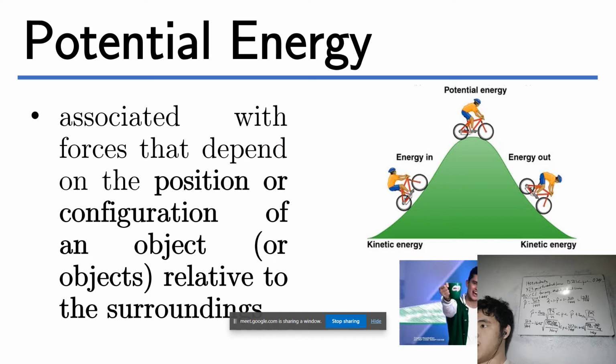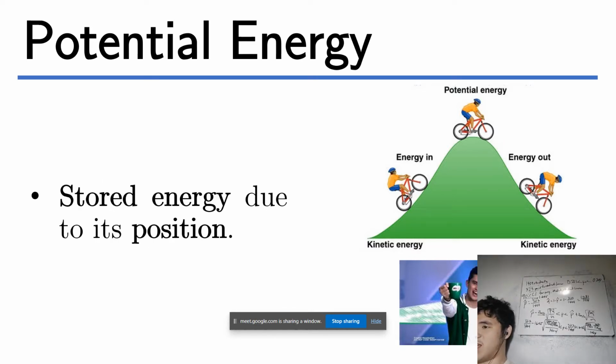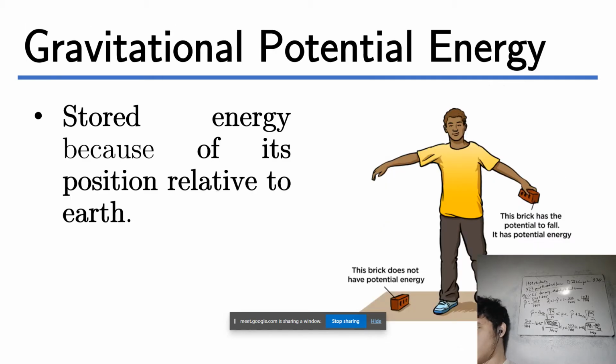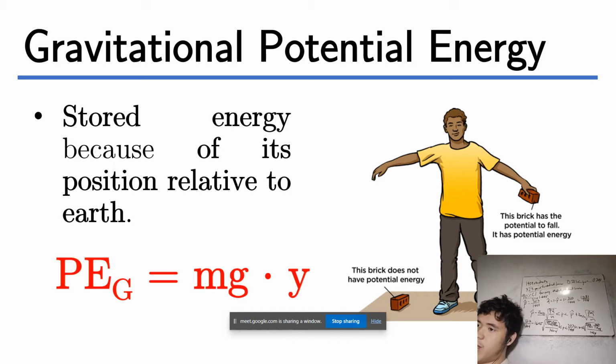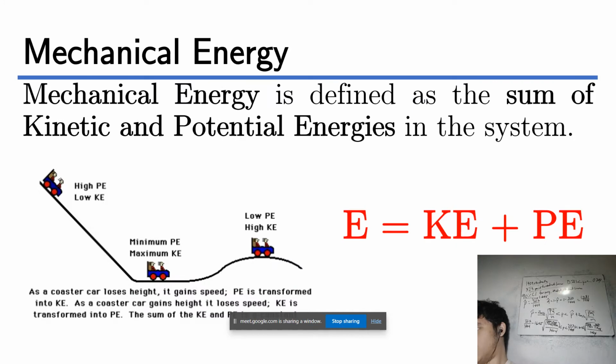And potential energy naman is the energy associated to the position or configuration of the object relative to the surroundings. Or in other words, stored energy due to its position. Tulad ng gravitational potential energy. Stored energy because of its position relative to Earth. Potential energy equals mgh, no?